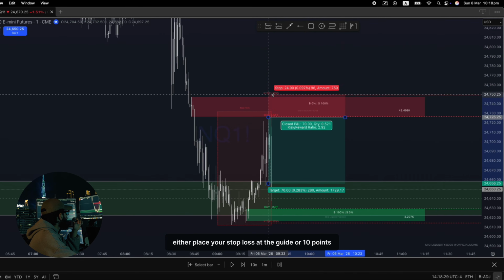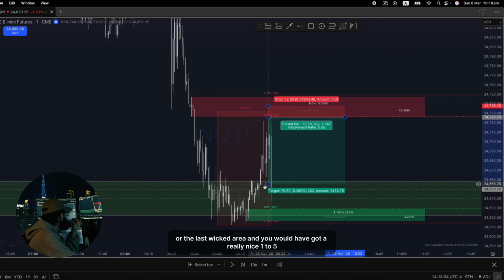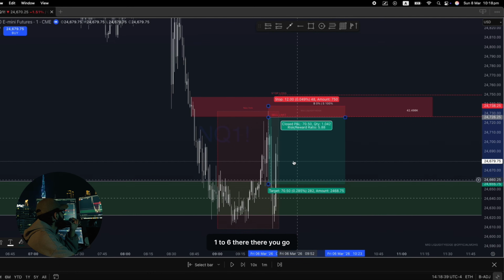Either place your stop loss at the guide or 10 points and go for that next low or the last wicked area. And you would have got a really nice 1 to 5, 1 to 6 there. There you go, as you can see.